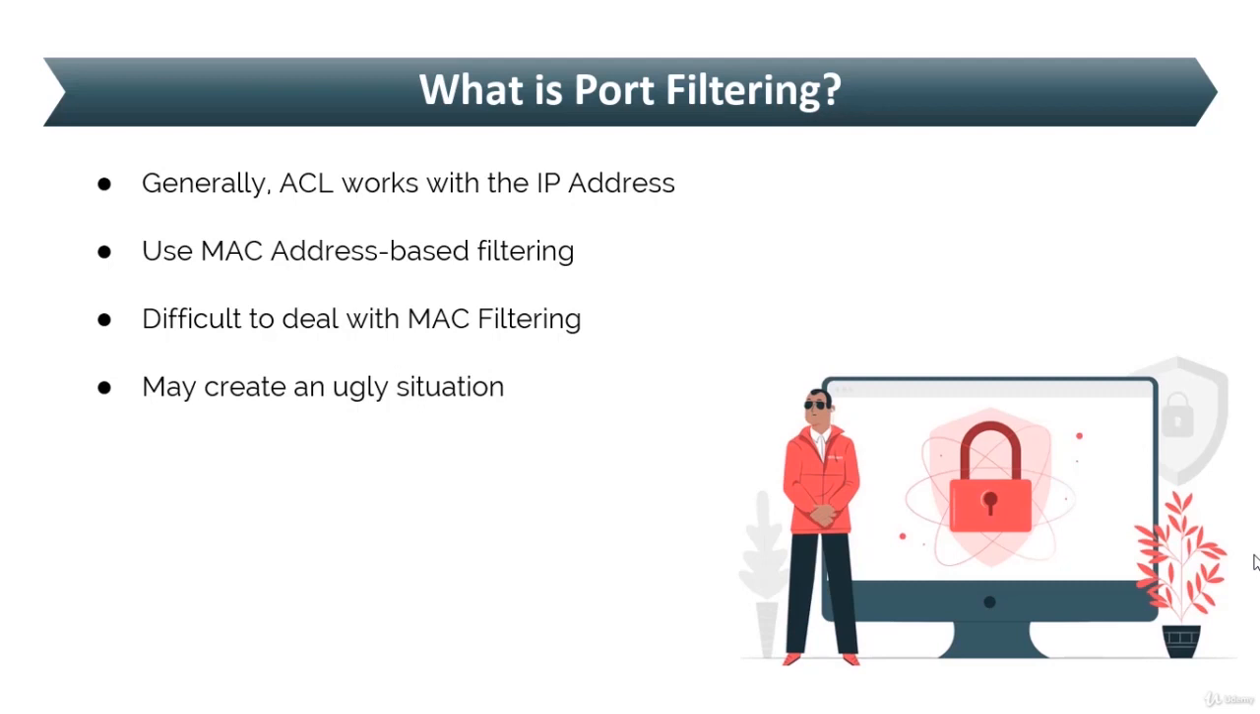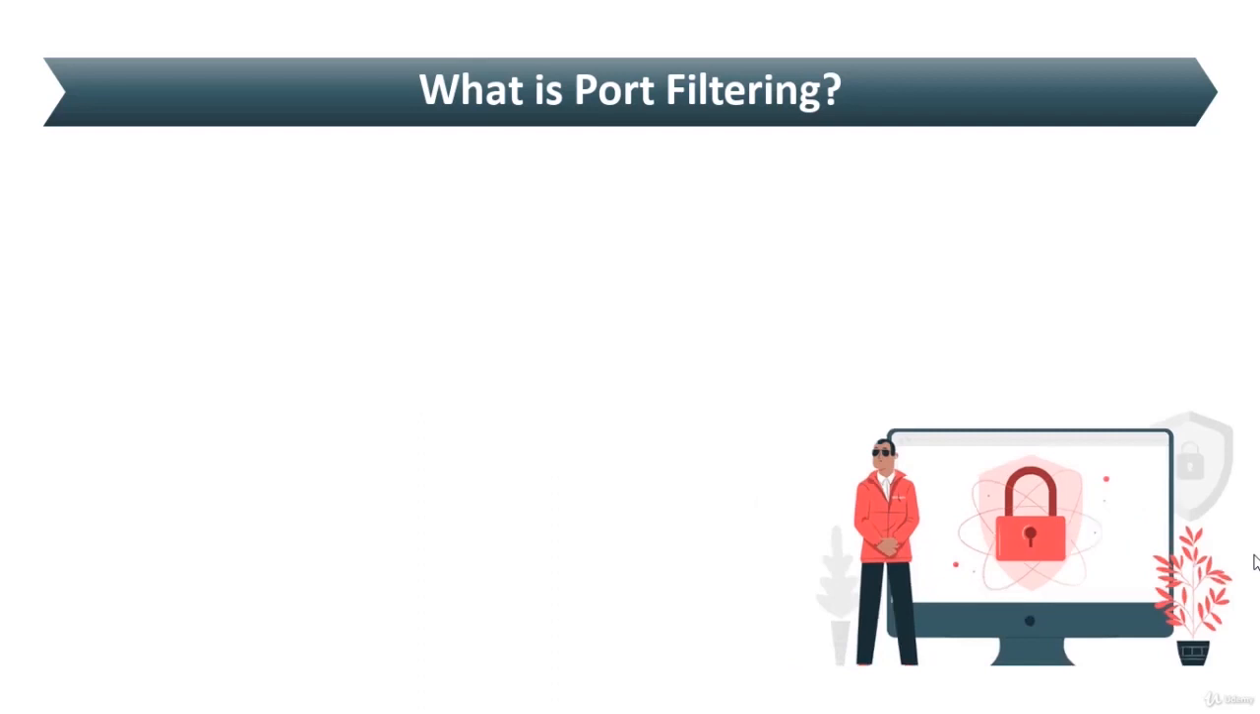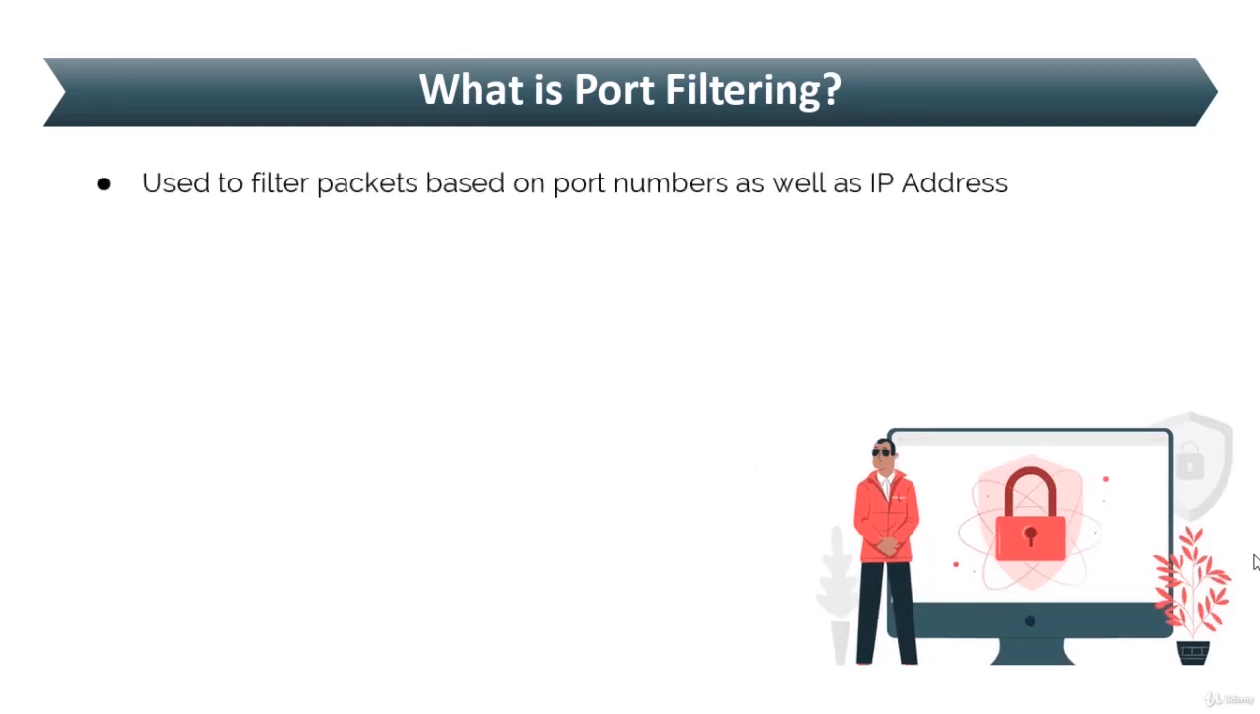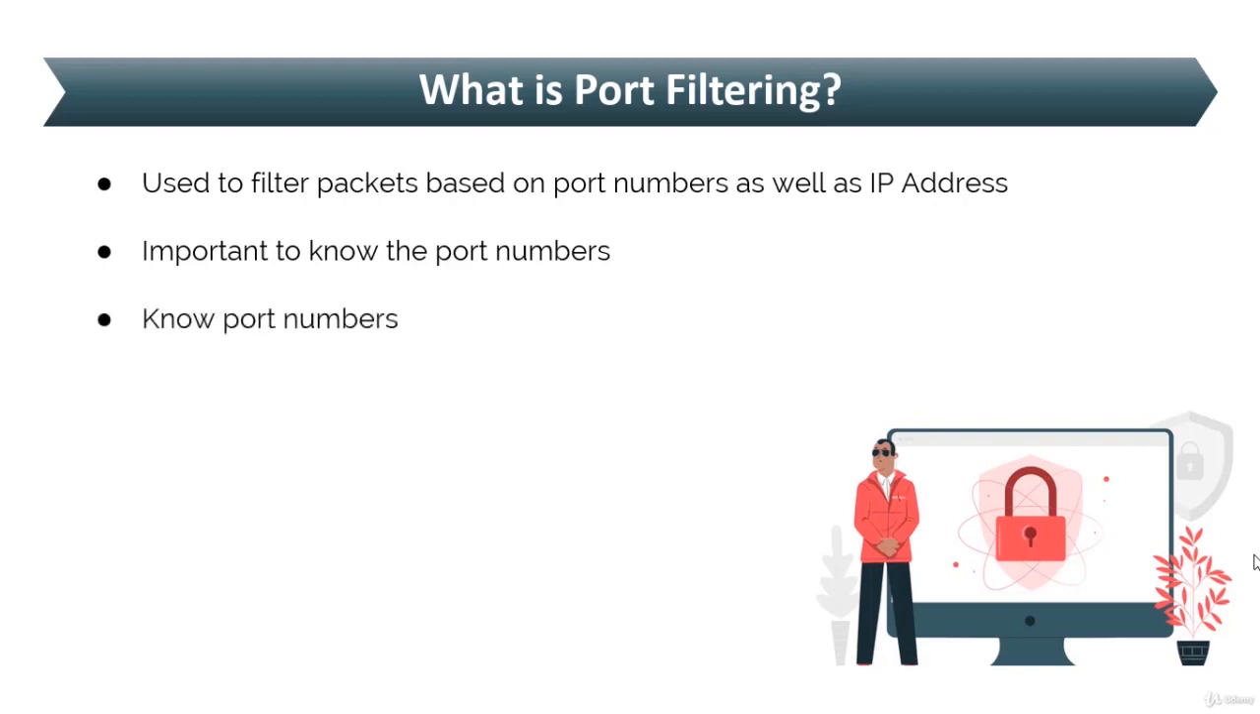Now, we can still use a MAC address-based access control list if we are running on TCP/IP, but I would like to tell you that it's a lot easier to deal with the IP address than the MAC address. Another point to remember is that even though most firewalls and routers still allow you to create both IP-based and MAC-based access control lists, doing so can create an exceptionally ugly situation where access is denied when it really shouldn't be. So when it comes to MAC filtering or IP filtering, just make sure that you stick to only one of these, because it is a lot easier to deal with IP address filtering.